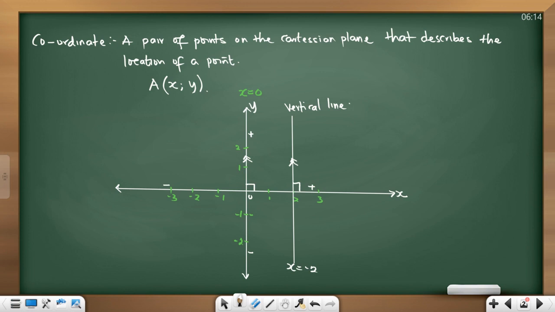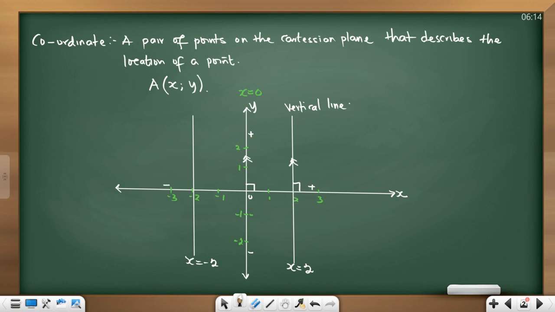Sorry, that is x equals 2, not negative 2. x equals 2 there. If I were on the left hand side here, then I would have x equals negative 2, a vertical line.